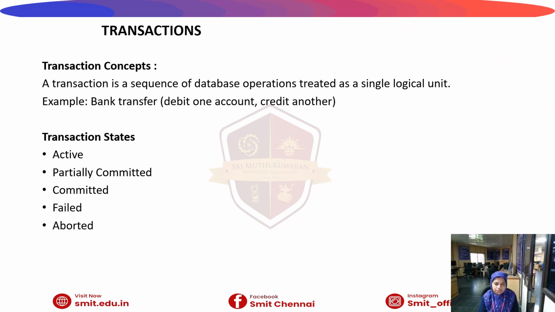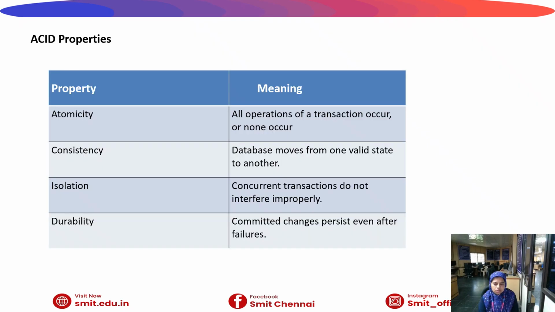The transaction states covered are active, partially committed, failed, and aborted. These are the states of a transaction. One of the main concepts here is the ACID property. What is the ACID property? A for atomicity, C for consistency, I for isolation, and D for durability. What is atomicity? All operations of a transaction occur or none occur. It works or it does not.